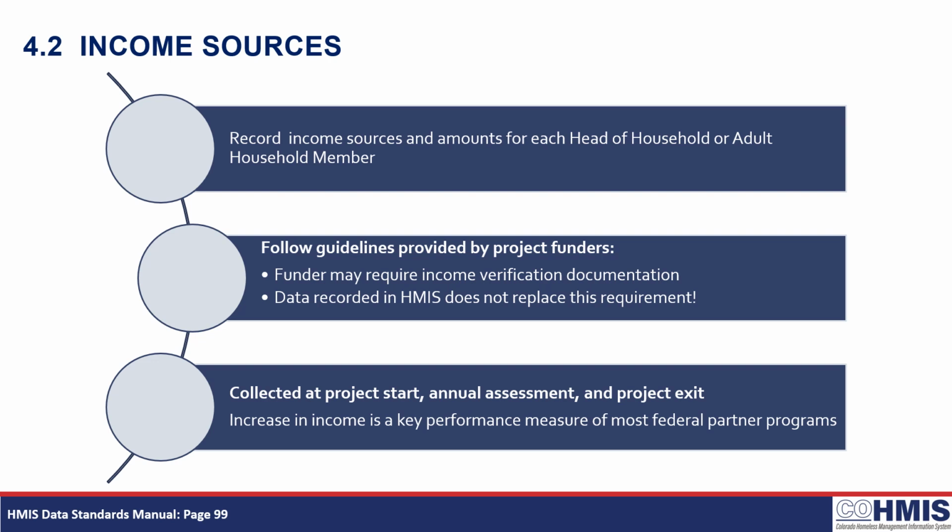We should follow the guidelines provided by project funders. Some funders do require income verification documentation, and data recorded in HMIS does not replace that requirement. Generally, we're just recording the amount and the source of each amount on a monthly basis for each income source for our clients. These pieces of information are collected at project start, at annual assessment, and project exit, as increase in income is a key performance measure of most of the federal partner programs. They want to see that as clients work through our different projects, they're getting access to an increase in income.